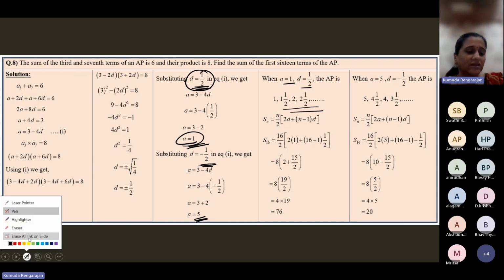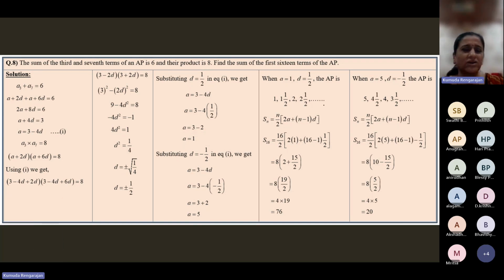But again, it's not wrong to write it. You can write the AP, nothing wrong with that, but it's not asked. They just want you to answer this question: find the sum of the first 16 terms of the AP. So you can directly answer that without generating the AP, because you know the values of A and D. And then again, when A is 5 and D is minus 1 by 2, this will be the AP and this is S16.